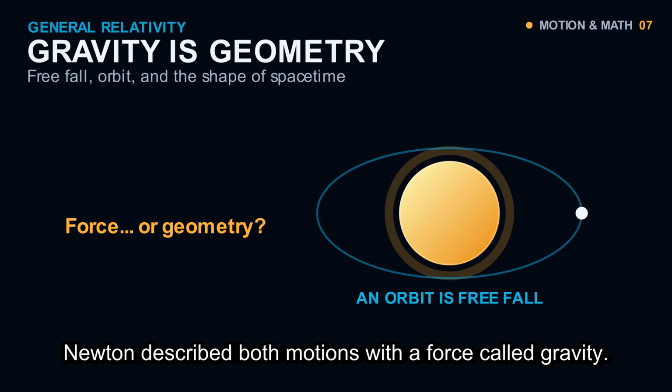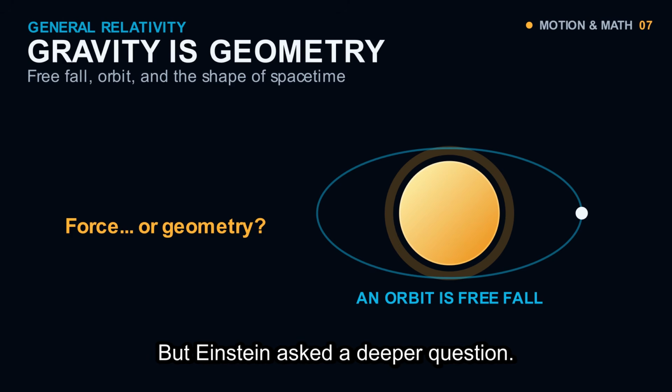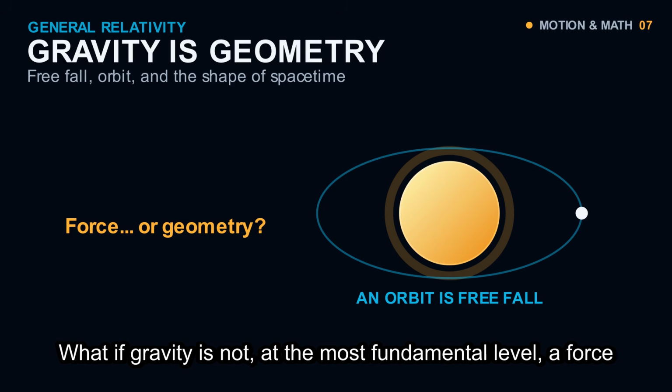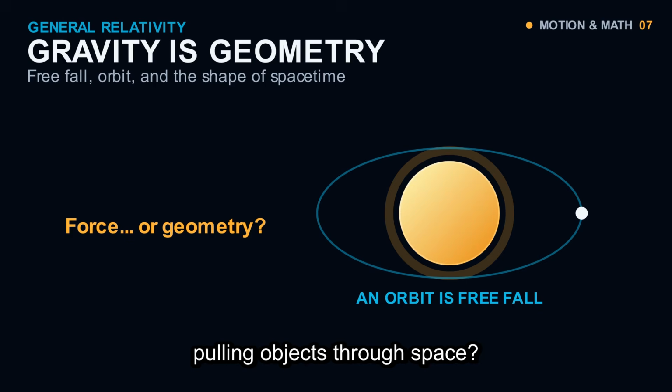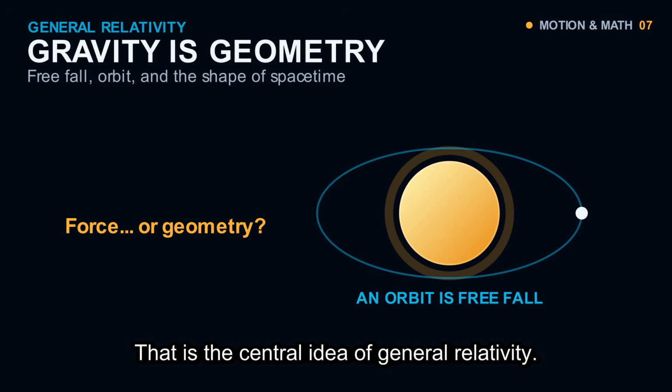Newton described both motions with a force called gravity. His law works so well that engineers still use it to guide spacecraft. But Einstein asked a deeper question. What if gravity is not, at the most fundamental level, a force pulling objects through space? What if it is the shape of space and time themselves? That is the central idea of general relativity.